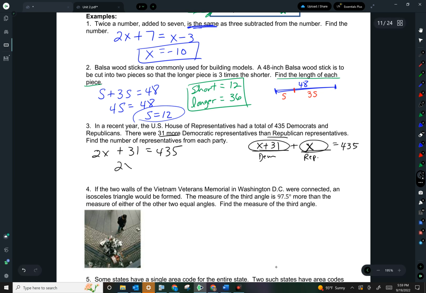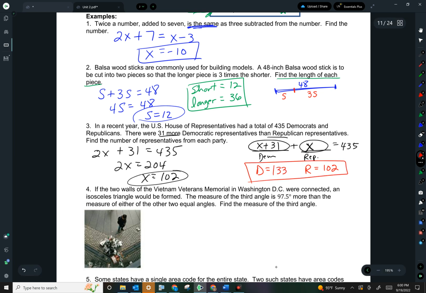Subtract your 31. 2x equals 204. Divide by 2. X equals 102. So I'm done solving. Have I answered the question? It says, find the number of representatives from each party. All right. So X was which one? Wasn't X Republicans? So the Republicans was 102. So what is the Democrats? Well, aren't the Democrats going to be X plus 31? So 102 plus 31 would be 133. So this is what they actually asked me for.